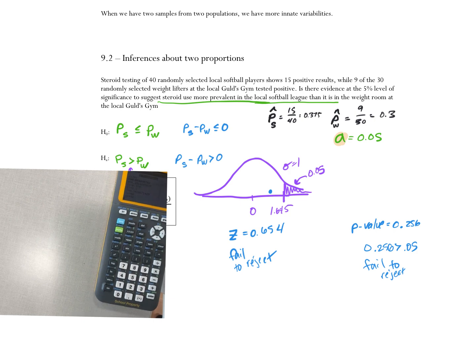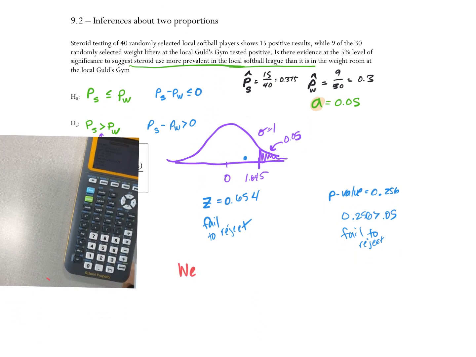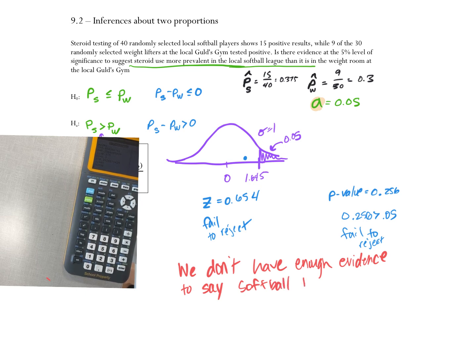Speaking of, we should probably make that conclusion regarding the claim. We do not have enough evidence to say softball has higher prevalence of steroid use than weightlifting.